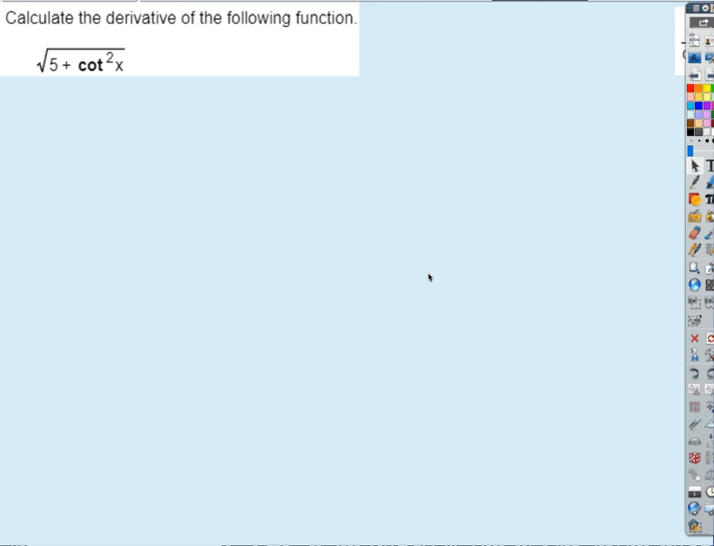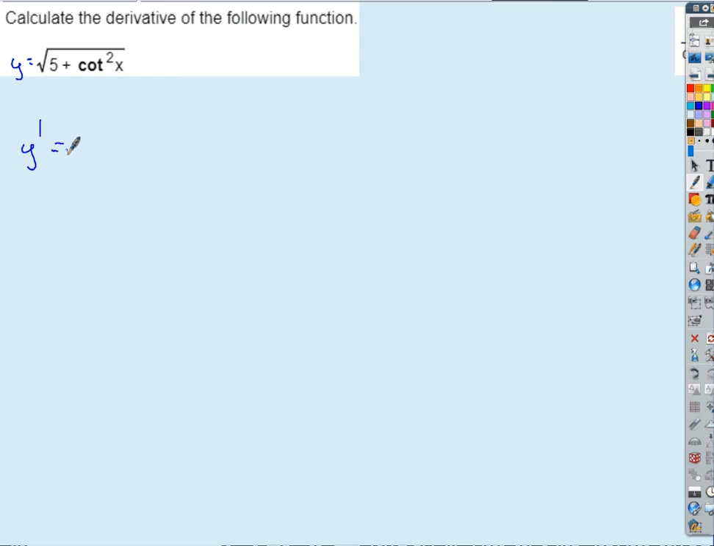Calculate the derivative of the following function. So how would we, I mean, this really isn't that hard, but we gotta make sure we think about it correctly here. We gotta write this so we can see the layers. Right, what's the outside layer? To the 1/2 power, okay. And then inside that, we've got a 5 plus cotangent squared x, but what's cotangent squared x? It's the cotangent x quantity squared, right?